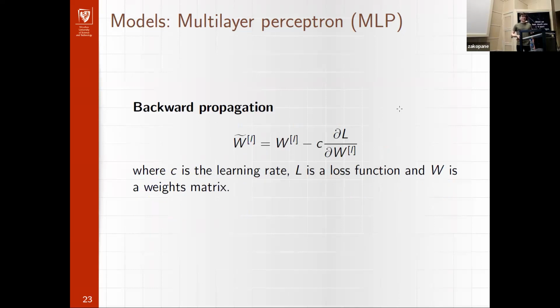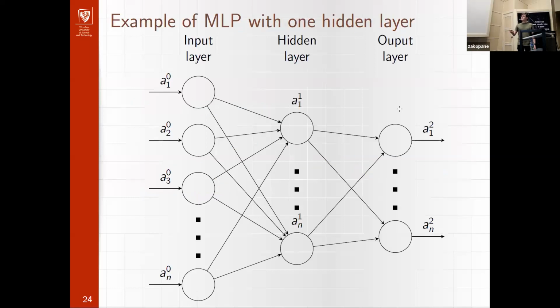So to estimate the weights, we use gradient descent with the loss function, which we take the derivative of over the weights. Okay, and here's an example of how it should look with 1 layer. Yeah, so that's really quite a simple concept.